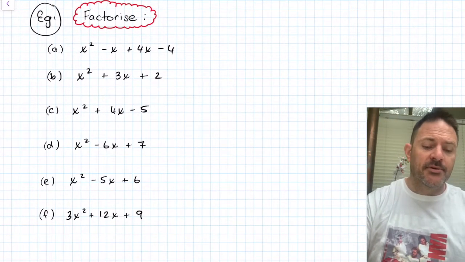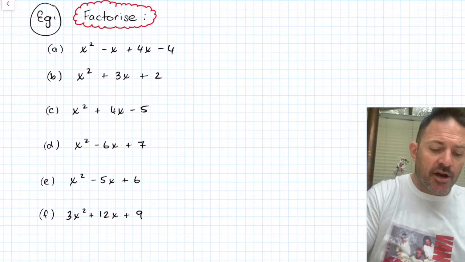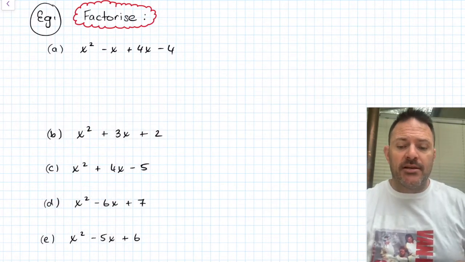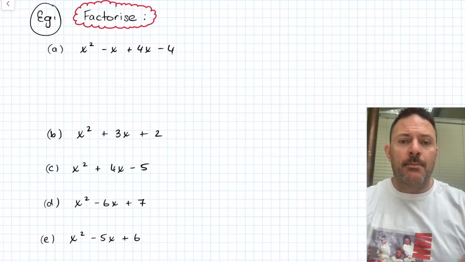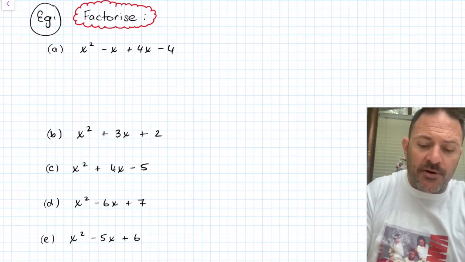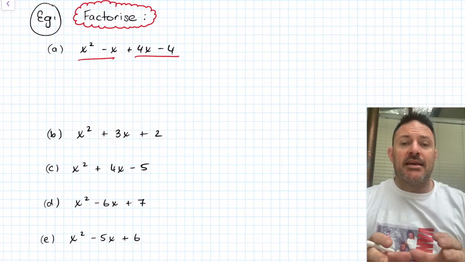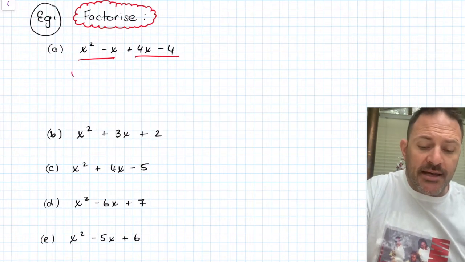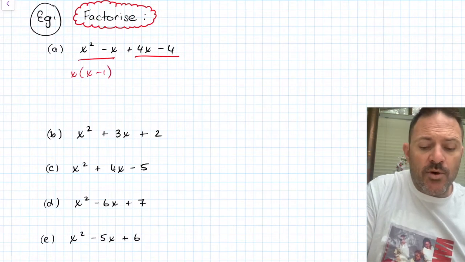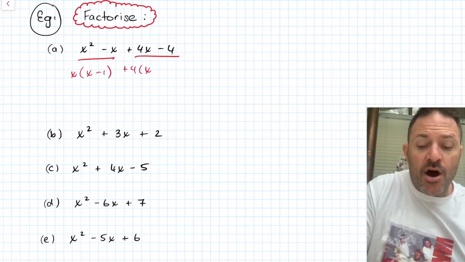Now, these are some questions that we had here. So I'm going to go through each of these ones fairly quickly. Remember, you can pause this and come back to it if you need to. Now, the first one, I've actually split the terms straight away. Okay, so this is just a common factor question. I'm going to take an x out. I get x minus 1. I'm going to take a 4 out. I get x minus 1.